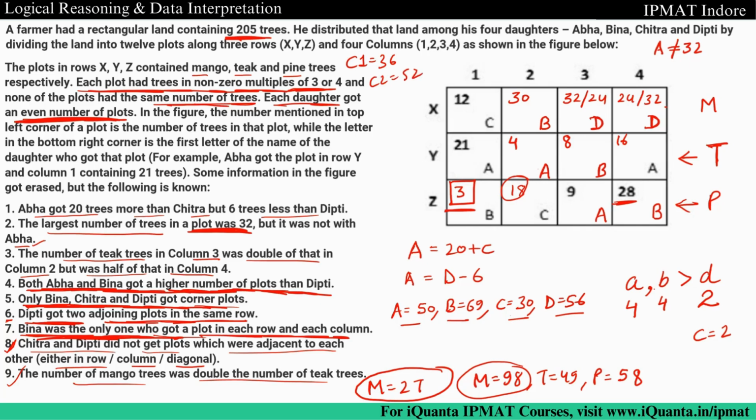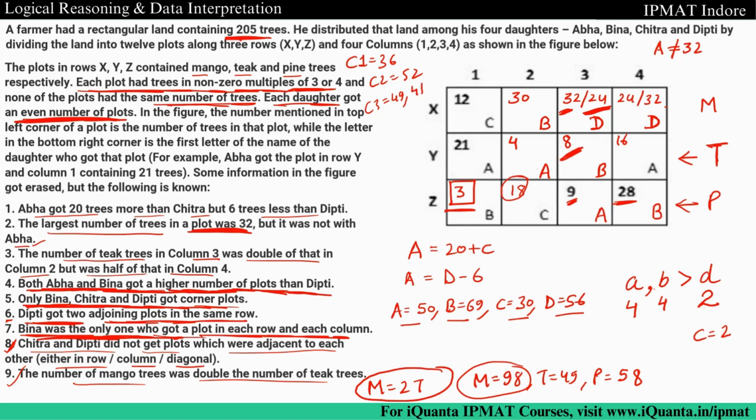Now we have column 3. In column 3 we have two possibilities. Either we can have 32 trees here or 24 trees here. Okay, so when we have 32 trees here, in that case column 3 will have 32 plus 8 plus 9, that means 32 plus 17, which gives us 49 trees. In the case when we take 24 trees in column 3, because we have two possibilities, right? So we'll take both the possibilities into consideration. So 24 plus 8, 32, 32 plus 9, 41 trees.